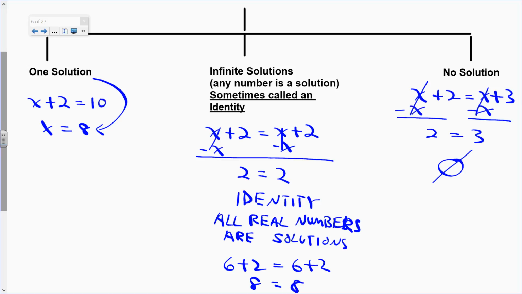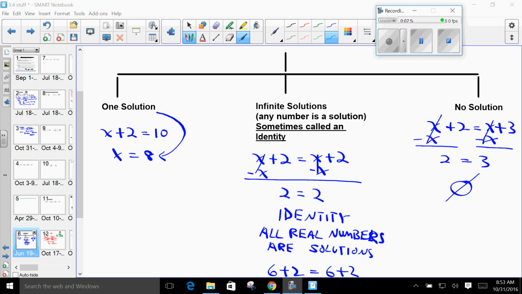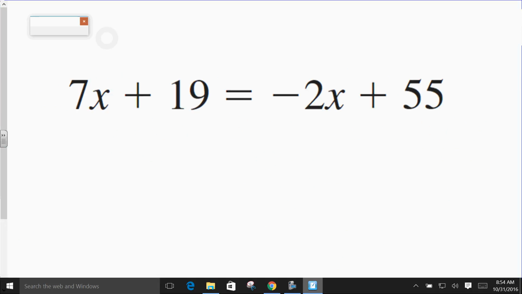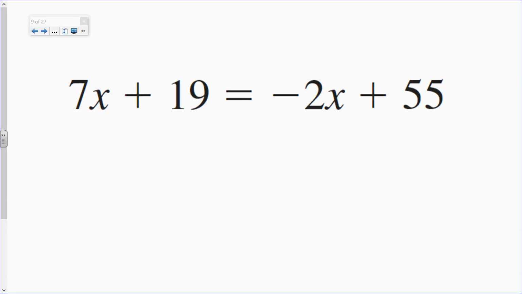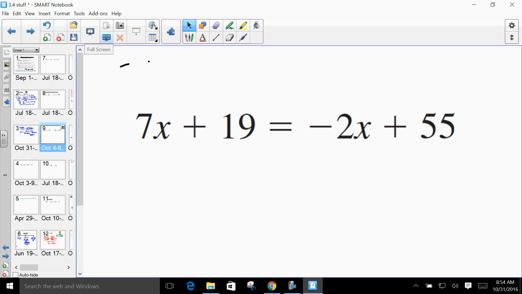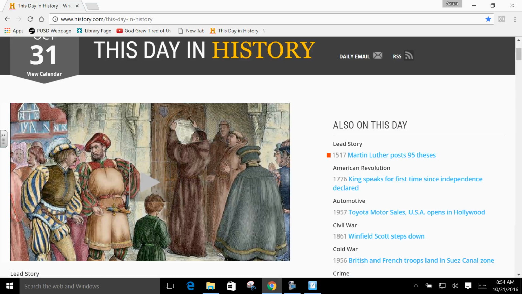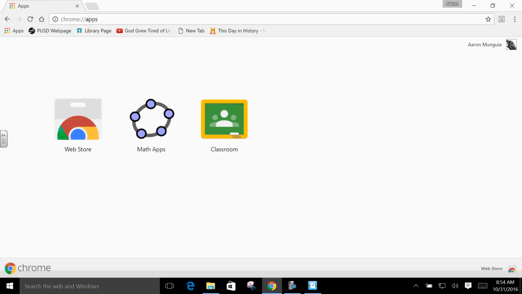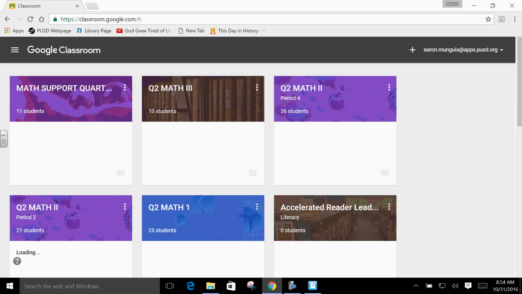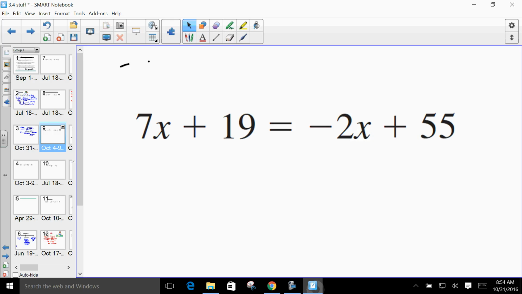All right. Say again. 7x plus 19 equals negative 2x plus 55. Seven x plus 19 equals negative 2x plus 55, rather.